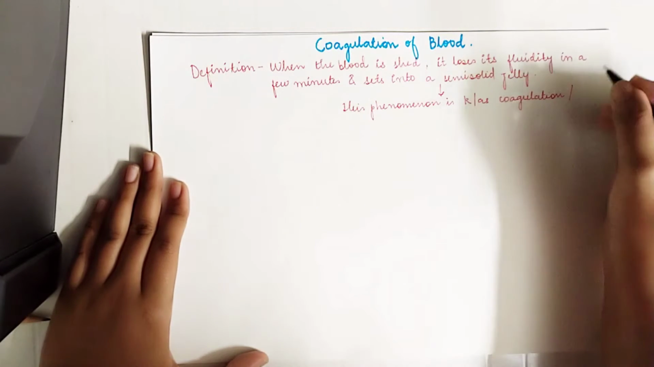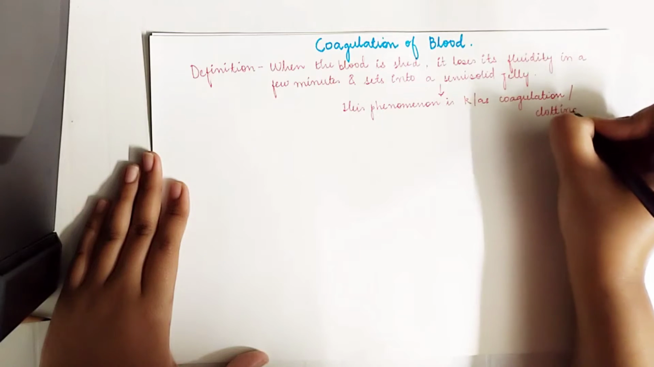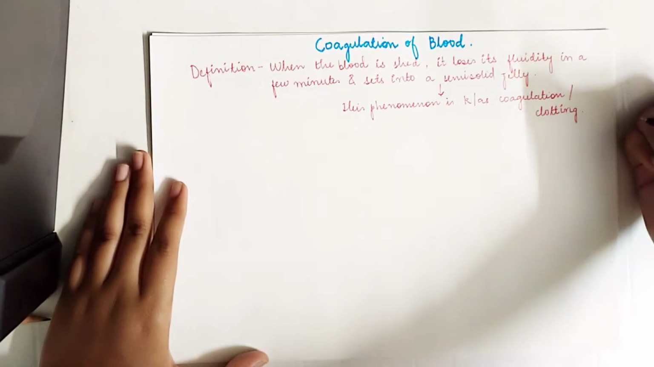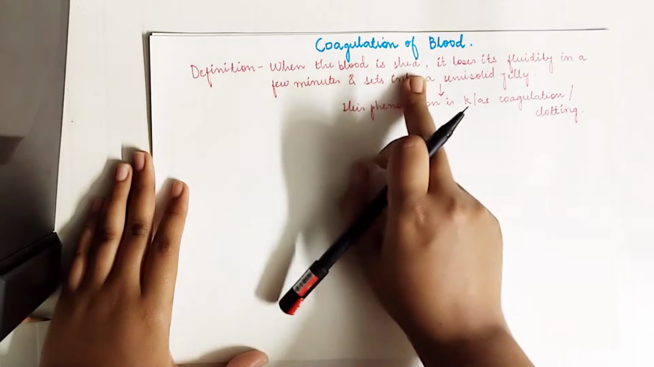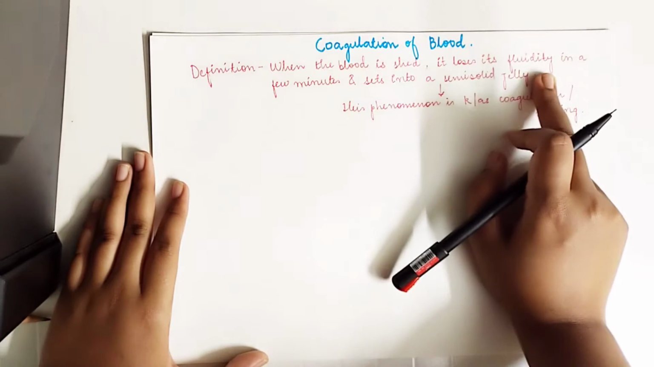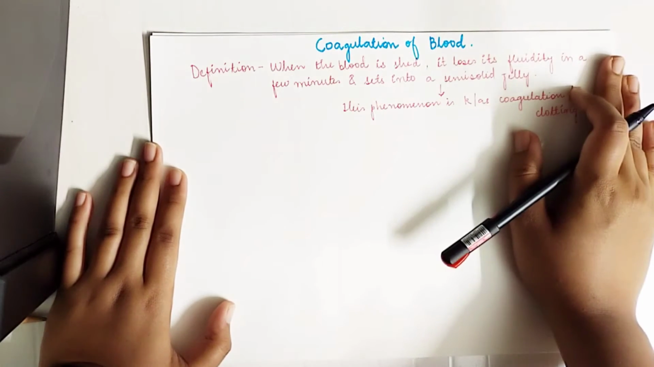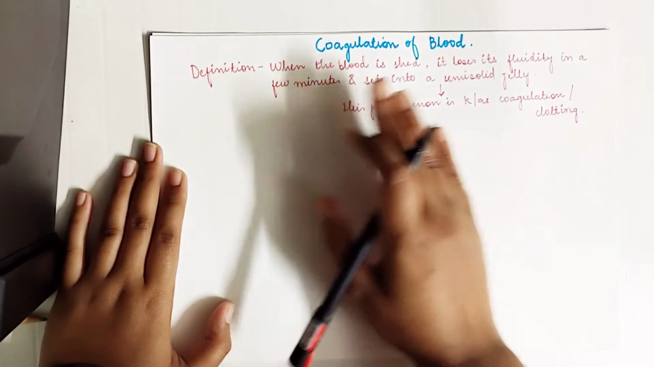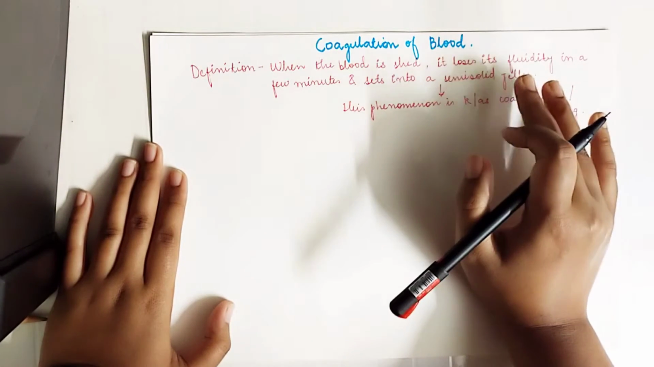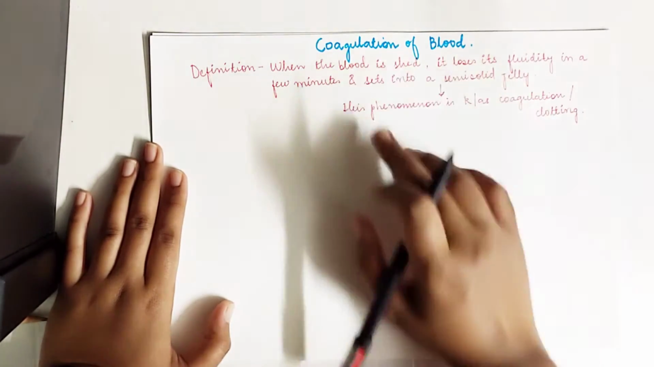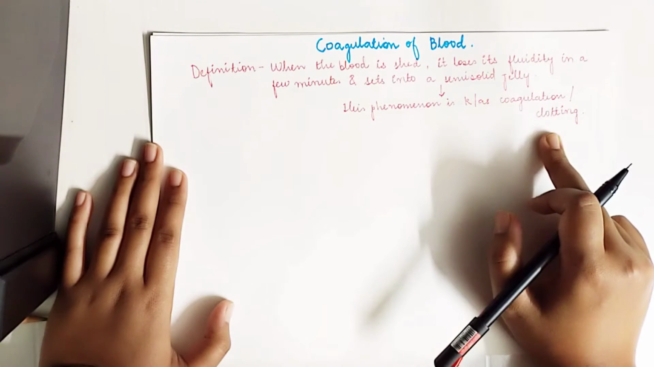It's also known as clotting. So I will repeat it once again. When the blood is shed, it loses its fluidity. Fluidity is the capacity to flow, that too in a few minutes, and it sets into, or converts into, a semi-solid jelly-like substance. So this phenomenon is known as coagulation or clotting.